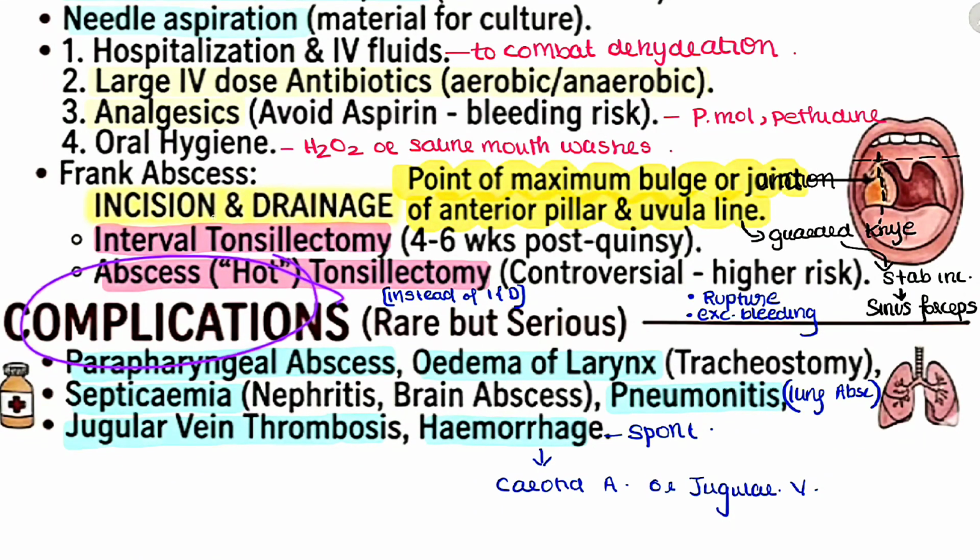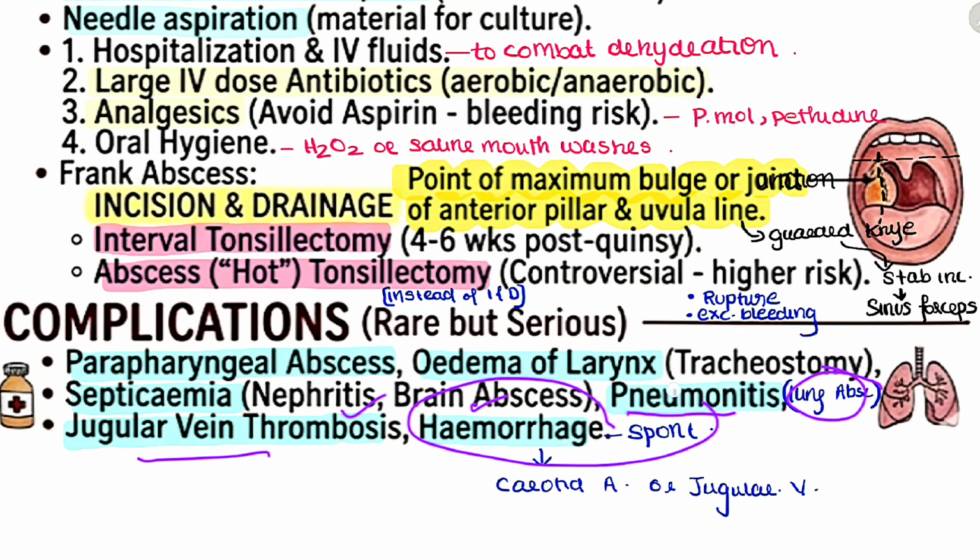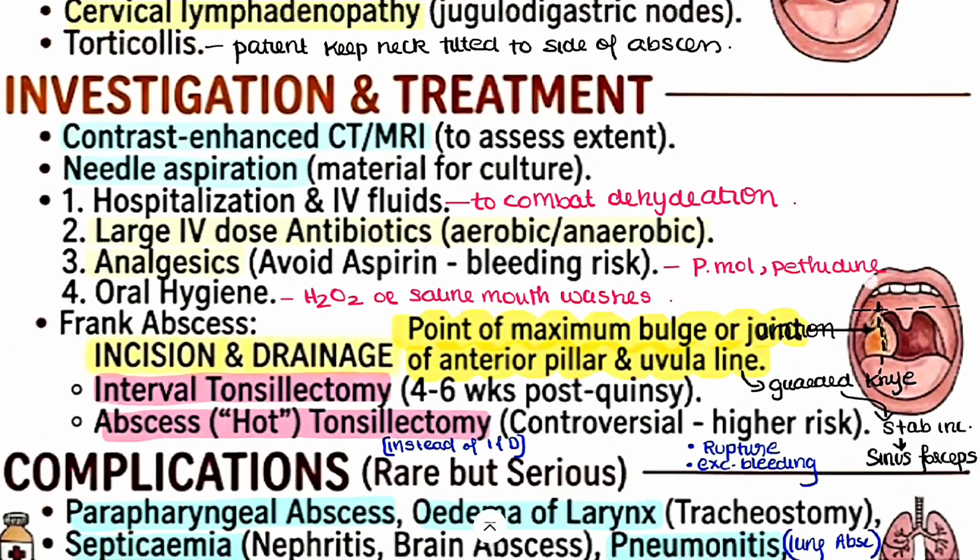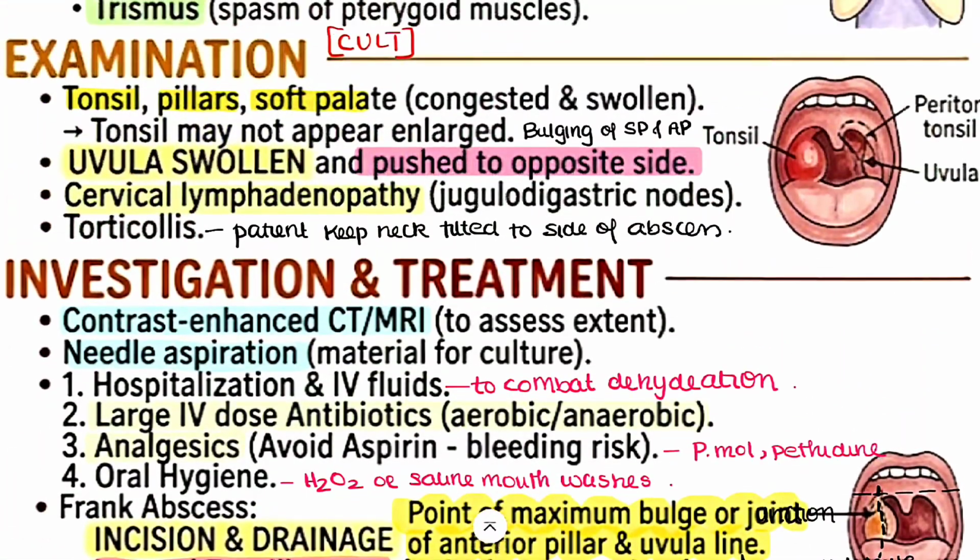Now coming to the complications, this peritonsillar abscess can spread to the parapharyngeal space and can cause parapharyngeal abscess. It can cause edema of the larynx, for which we have to do tracheostomy. It can be septicemia causing nephritis, brain abscess, pneumonitis like lung abscess, jugular venous thrombosis, and spontaneous hemorrhage from carotid artery or jugular vein. So this was all about peritonsillar abscess or Quinsy.